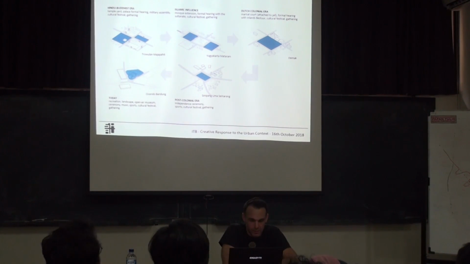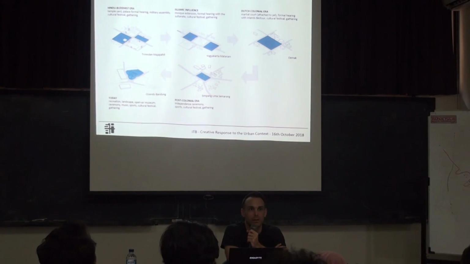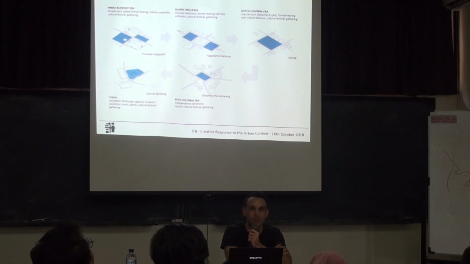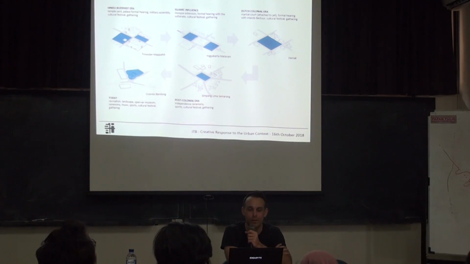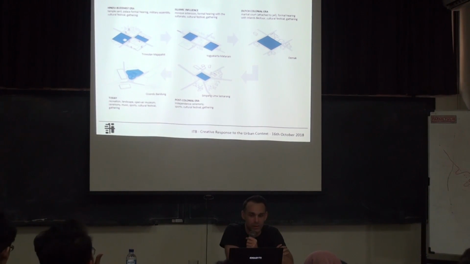It is a very interesting project for us, also a little bit in thinking about the Alun-alun as such, or the role of the Alun-alun in a historical context. So now we go to a historical thing. Because we have the Hindu-Buddhist era, the Islamic influence, and the Dutch colonial era, where it's the central square in the city, where the martial court is, formal hearings, but it's also cultural, festival and gathering in a way.